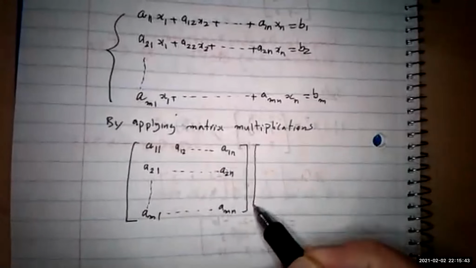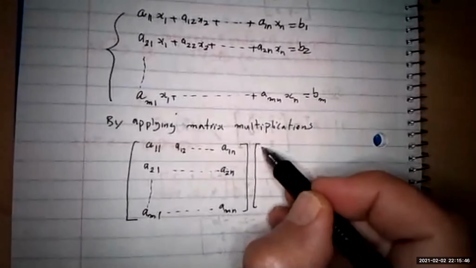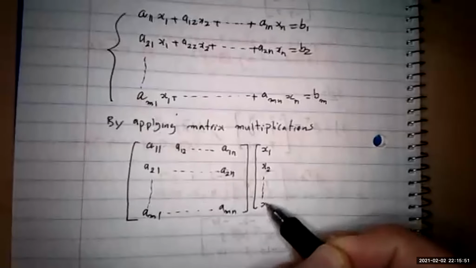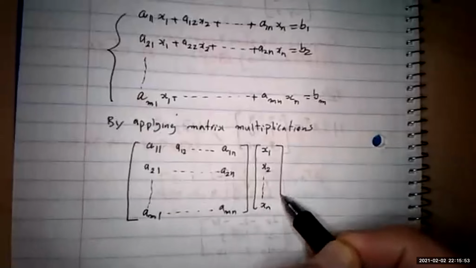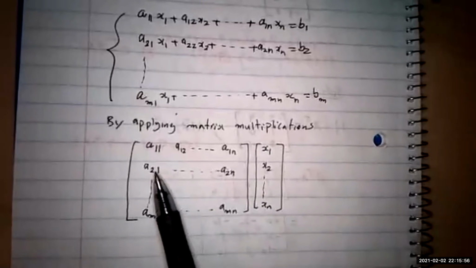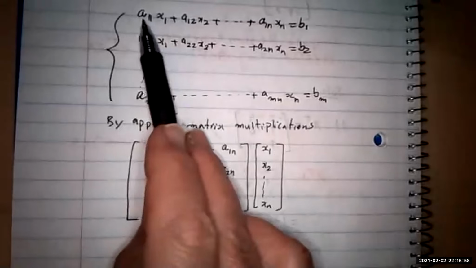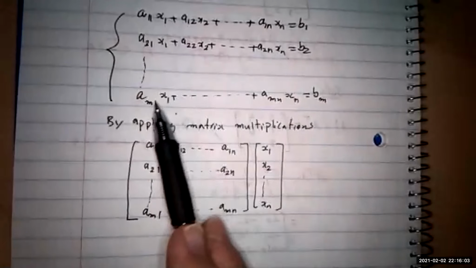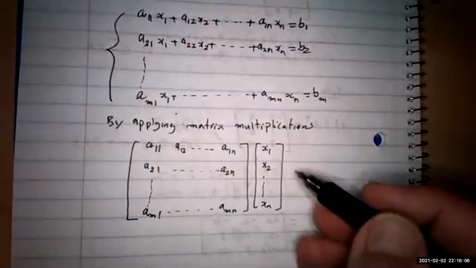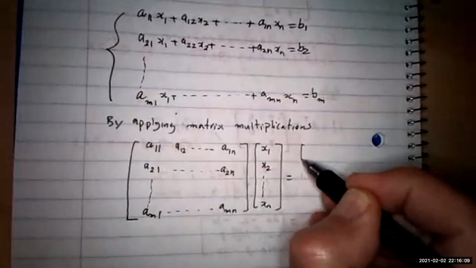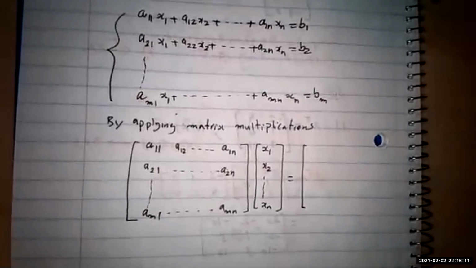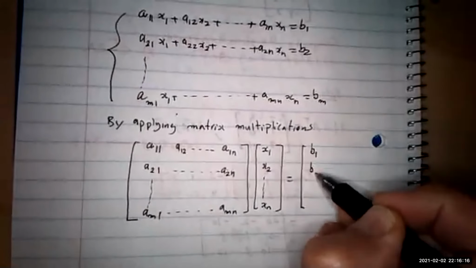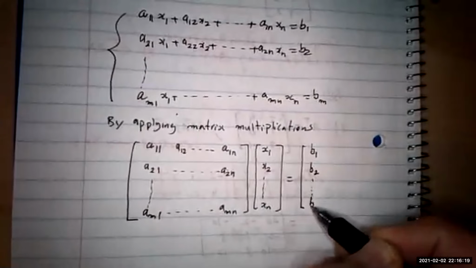You multiply by the matrix of the unknowns, x1, x2, up to xn. Remember the multiplication that we have: if you multiply this row by the column, that gives you the first equation. You multiply the second one, you get the second equation, and you end up right at the end. So this is going to be equal to a column vector, which is b1, b2, up to bm.